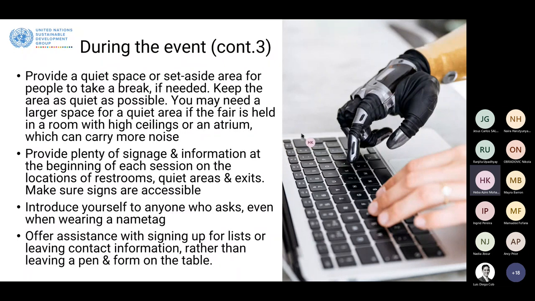As we say, try to provide signage and information at the beginning of each session to direct users to the different facilities within the location of the career fair, and always offer assistance with signing up for lists, or leaving contact information, or filling in applications. If you have these applications in a paper-based format, be sure to provide sight assistance for persons with visual impairments.